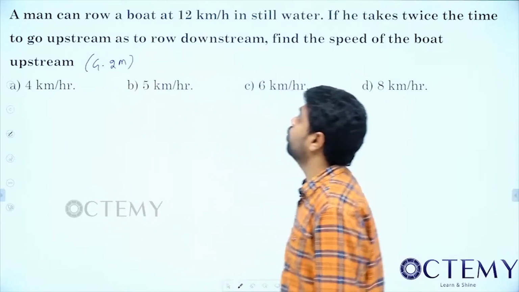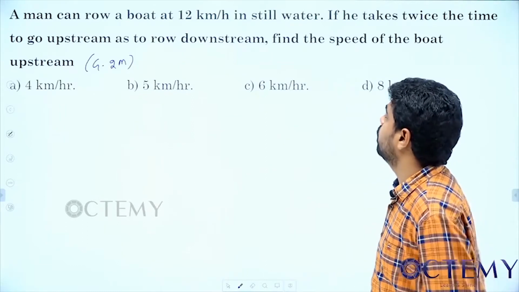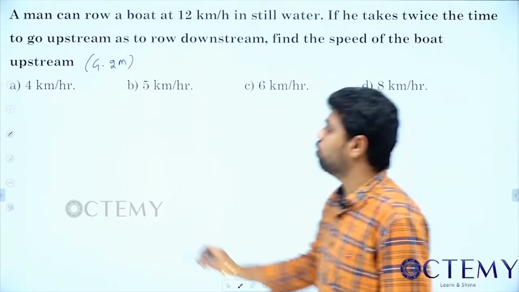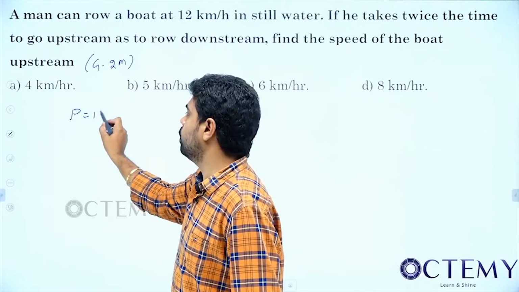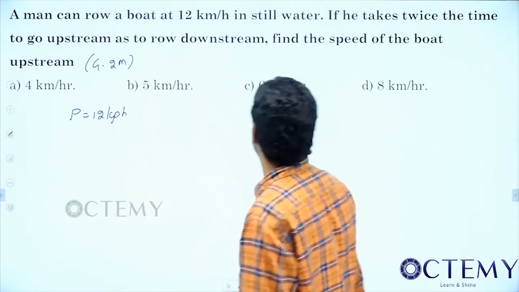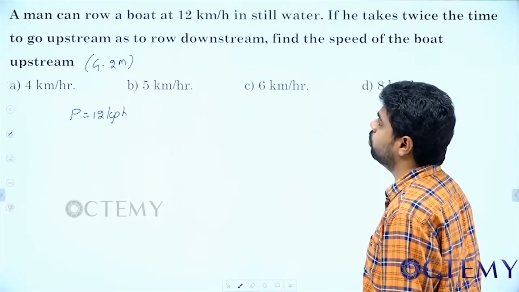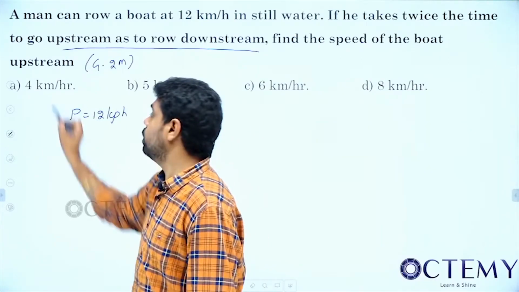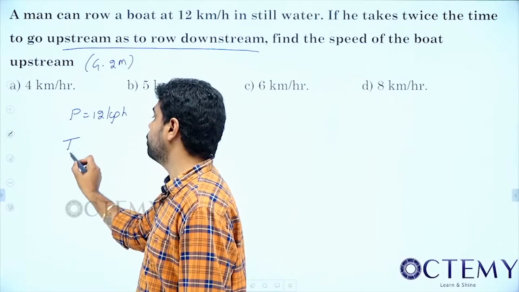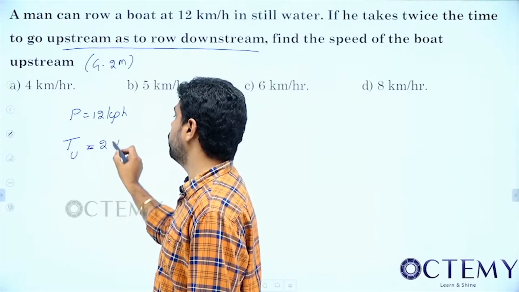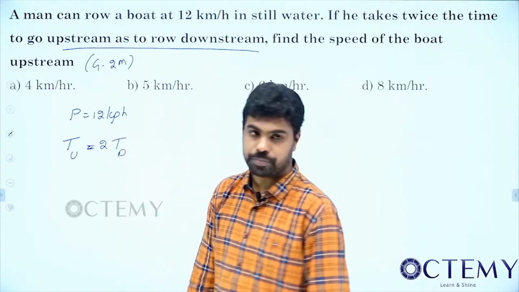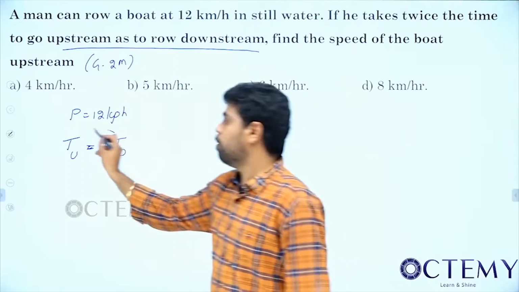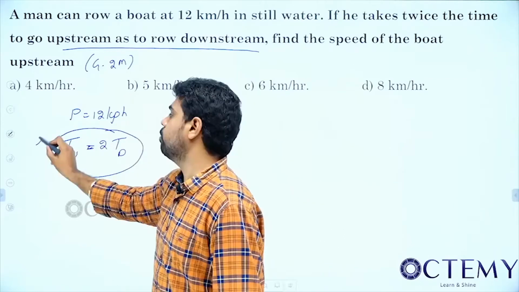A man can row a boat at 12 km per hour in still water. So what is the meaning of that? P is nothing but 12 km per hour. Next, if he takes twice the time to go upstream as to go downstream, what is he saying? Time of upstream is equal to 2 times the time of downstream. This is given. If you are able to identify this point, then the question is over.